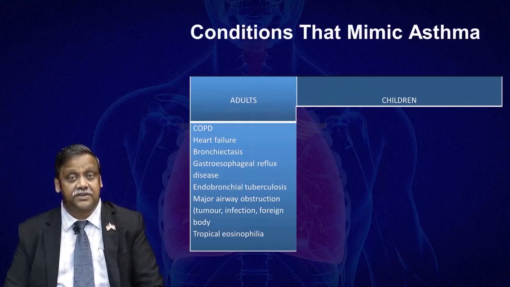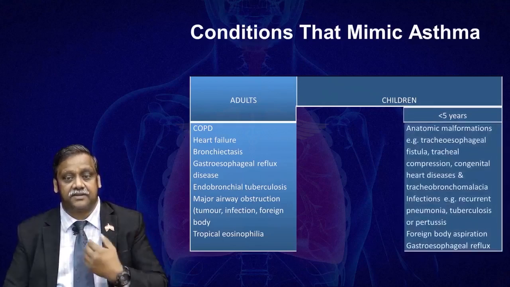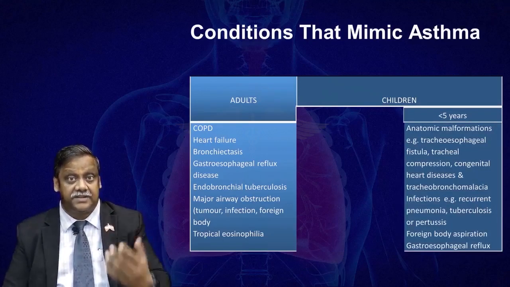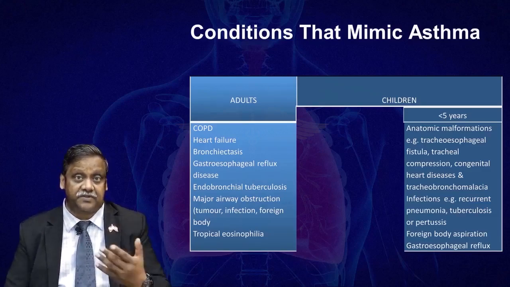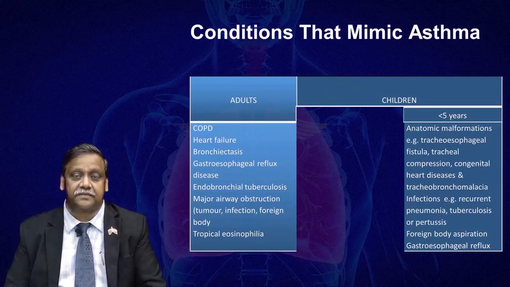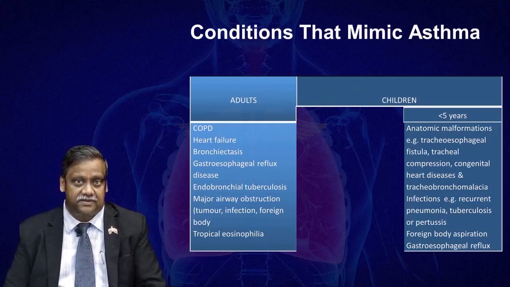Similarly, for children under the age of 5 years, you can have congenital deformities of the airways, or even congenital heart disease can be a mimic for asthma. Foreign body aspiration is very common. In fact, many children are wrongly treated for asthma, when in fact it was because of an underlying foreign body that was there in the airways for a long period of time. And many of these children can also have gastroesophageal reflux, which mimics asthma in these children.